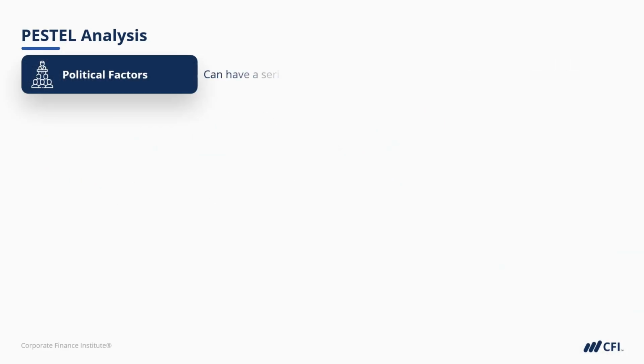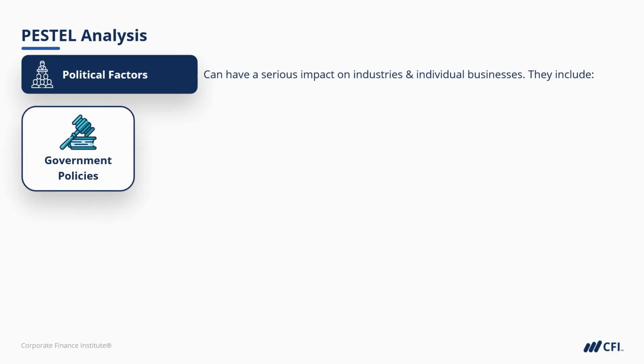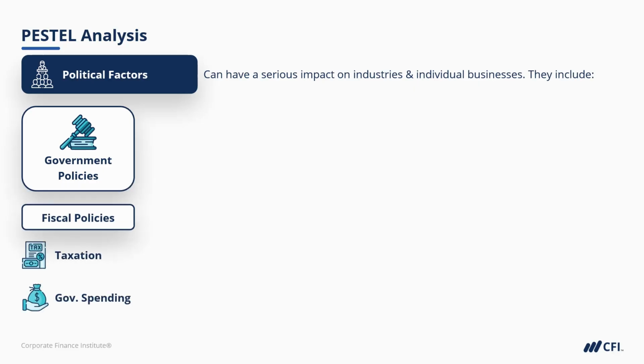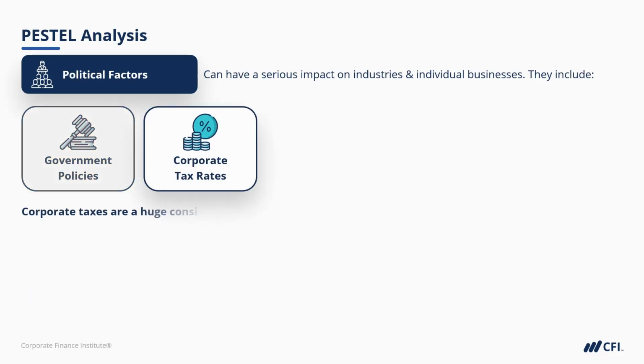Political factors can have a serious impact on industries and on individual businesses. These can range rather considerably, but include government policies that are fiscal in nature, like taxation and spending. These are typically driven by the legislative branches of government, as opposed to monetary policy, which we'll cover in economic factors. Corporate tax rates are a big consideration for management teams and analysts alike when it comes to political factors.